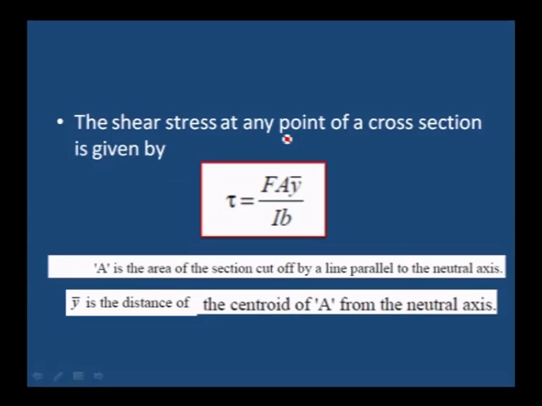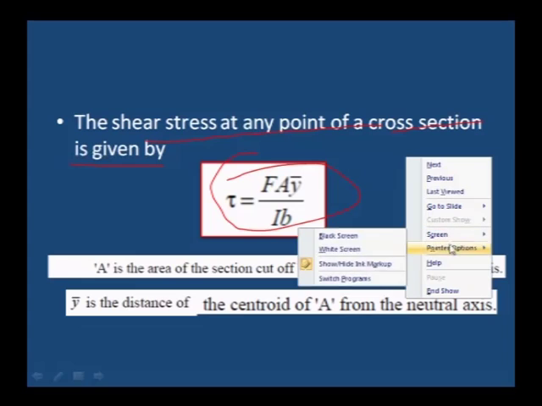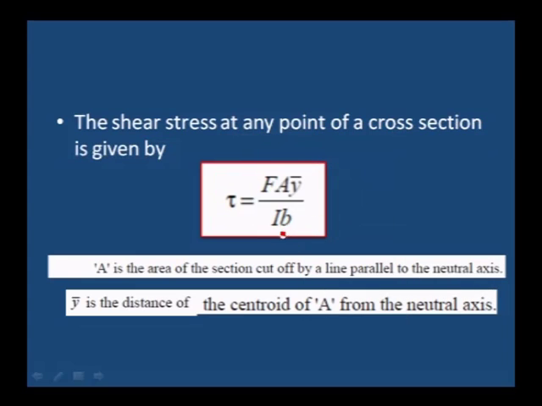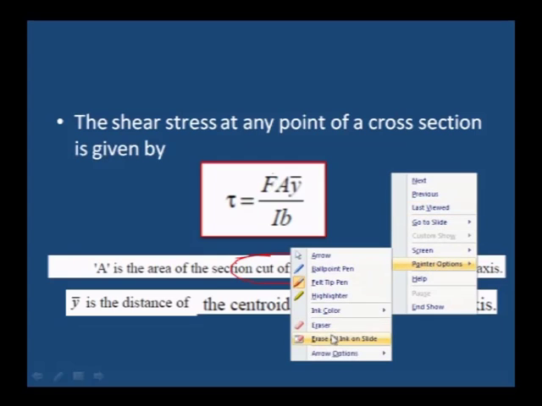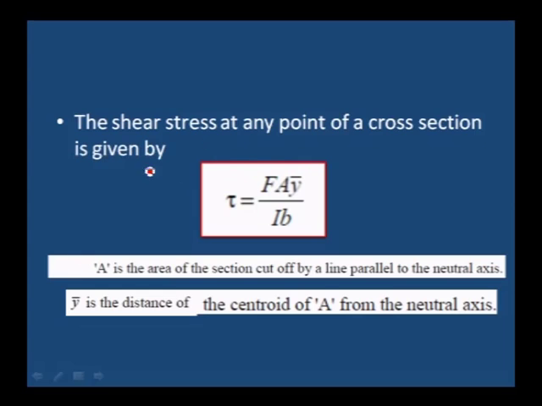The shear stress at any point of the cross section is given by tau equals F A Y bar divided by I into B, where F is the shear force, A is the area of the cut section where we are determining the stress, and Y bar is the centroidal distance from the area A which we are considering. This is the formula for determining the shear stress, abbreviated with tau.